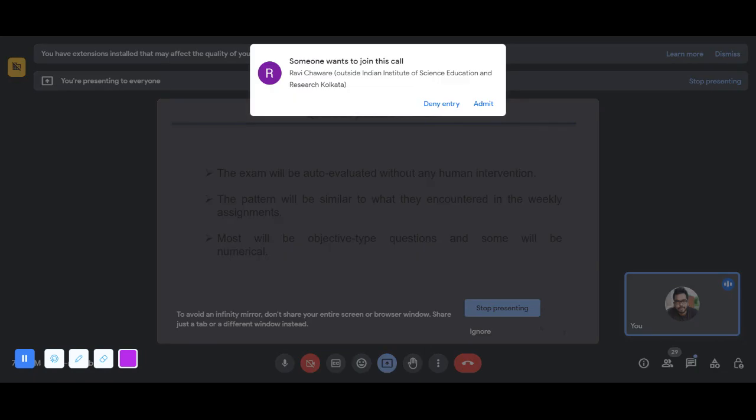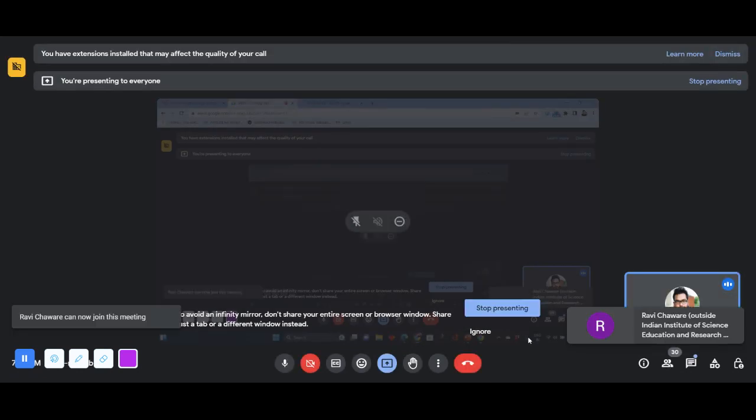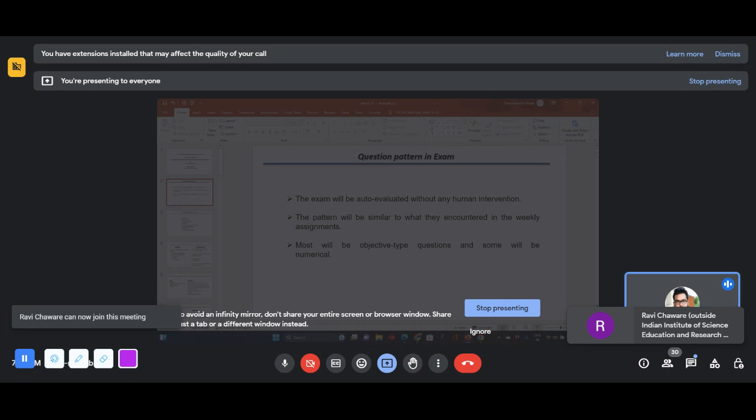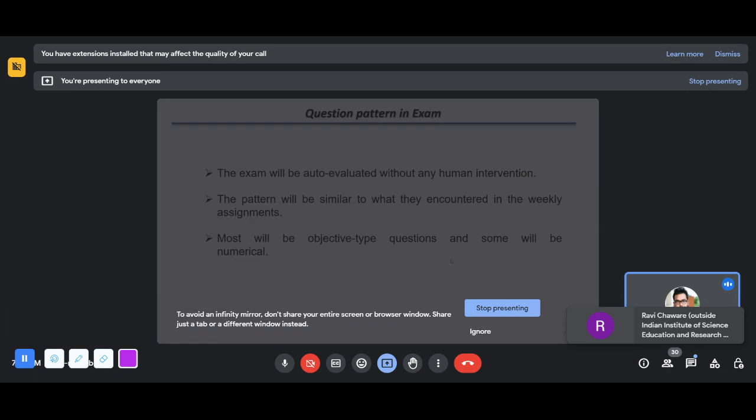Numerical you can understand. There are no options there. You just have to write the answer, and always a range of answer is prepared, let's say 0.5, so that marks are given. That will not be a problem. You just have to be close to that. So this is the question pattern. Just prepare well, and it'll be okay for all, right?